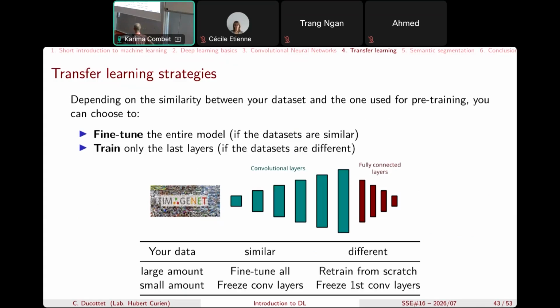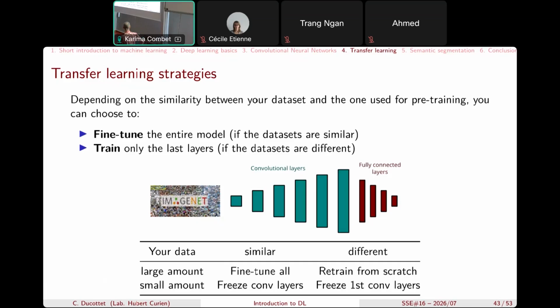There are several options that you could do. You could either freeze all the layers and train only the last one, or you could also unfreeze some layers. And here I put some strategy that you could use, for example, depending on whether your data is a large amount or small amount, and whether your data is similar or dissimilar to ImageNet.